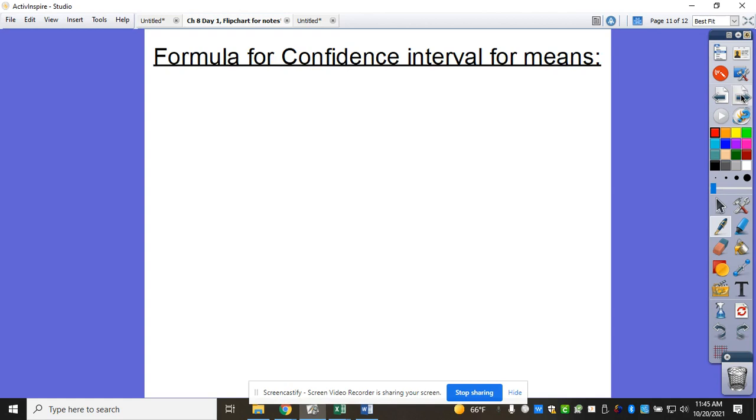Let's write this and we'll be done. Formula for confidence interval for means. We've actually already written this. Did yours say this? Yeah. Okay, let's just stop it.